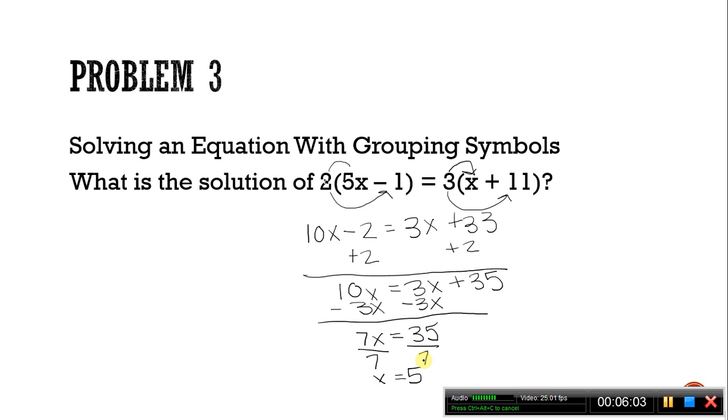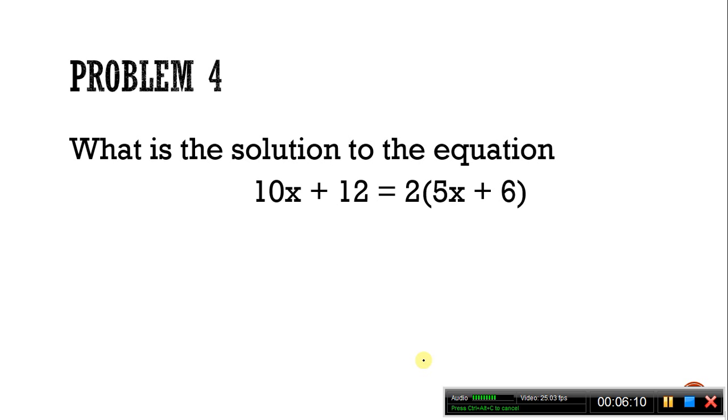Make sure this one's also in your notes, so you can see one with a grouping symbol too. Now this one has a grouping symbol. You're going to want to make sure this one gets in there too.